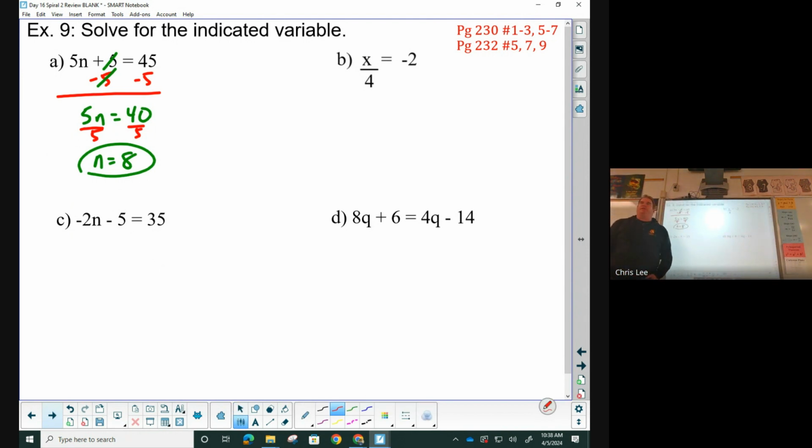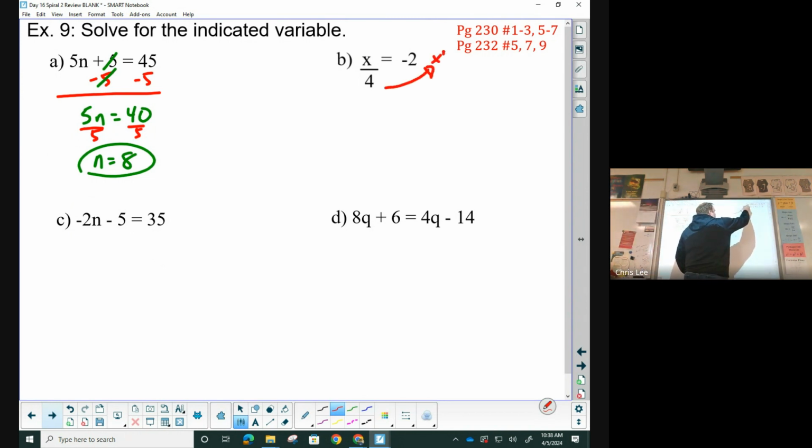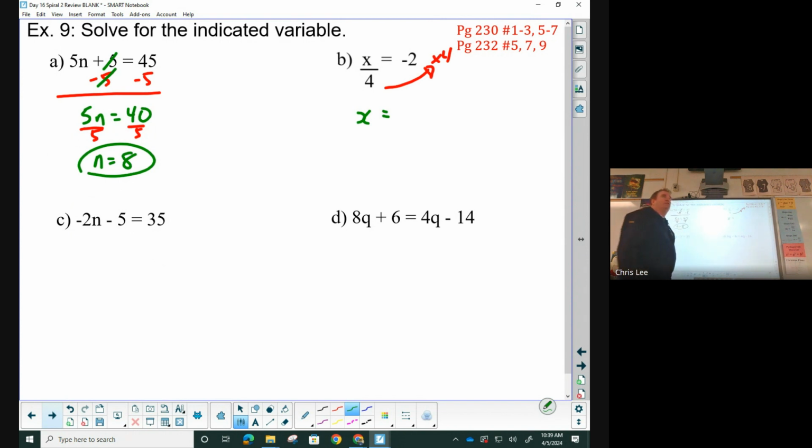N divided by 4 equals -2. What's the inverse of divide by 4? Times by 4. It feels like we've already done this question, isn't it? Yeah, and that's by design. When we were learning proportions, we learned there that we had to multiply by the inverse operation, okay? And so it's -2 times 4, which is -8. Negative times a positive is negative.